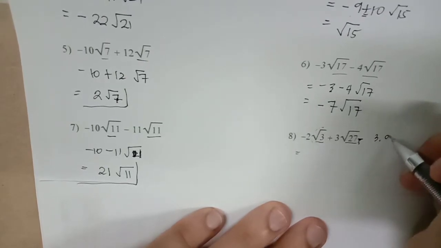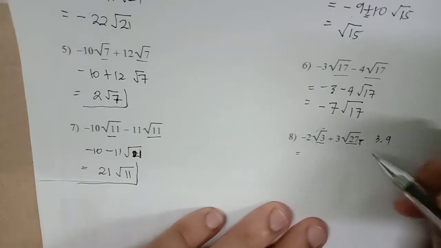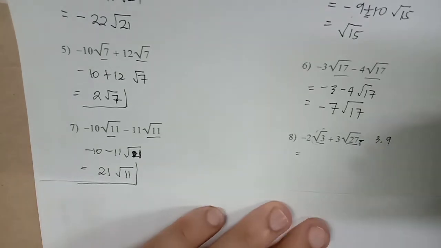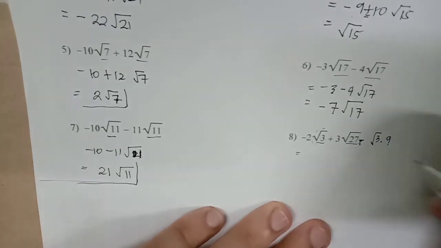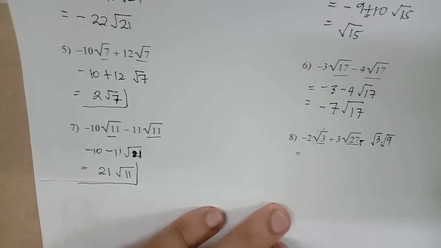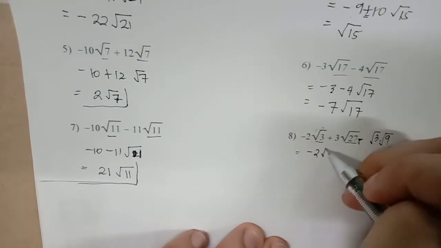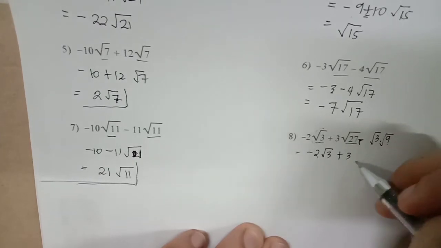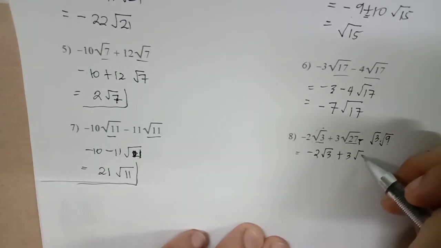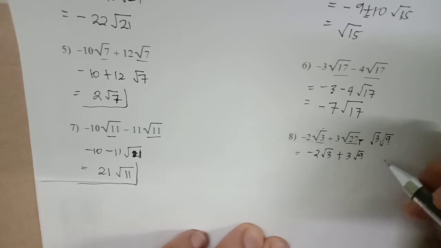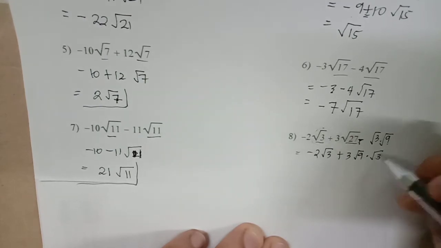So, 3 times 9. 9 is a perfect square. 3 is not. So, pwede ba natin isulat na square root of 3 and square root of 9. That is the product rule. So, magkakaroon po tayo ng ganito. So, 3 plus 3 square root of 9 muna. Multiply by square root of 3.